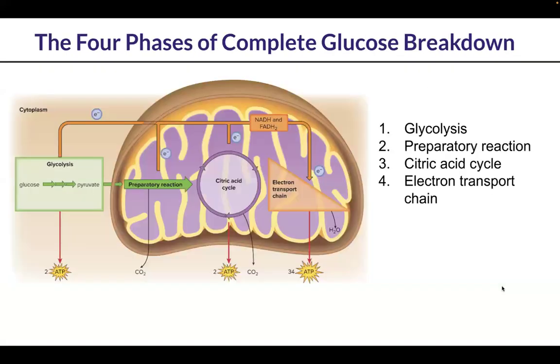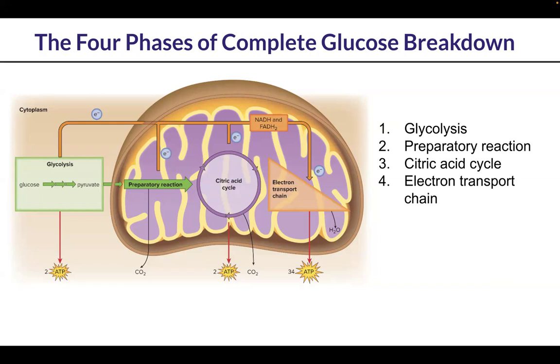So this is how we go about breaking glucose down. There's 4 phases of cellular respiration. The first one's called glycolysis. That's when we take our glucose and we convert it to this other molecule called pyruvate.